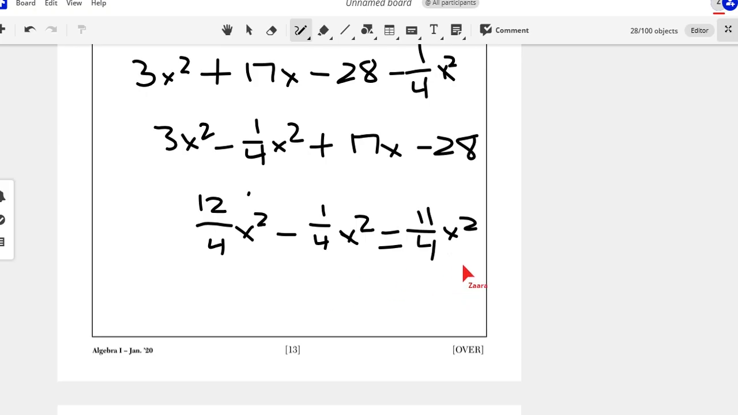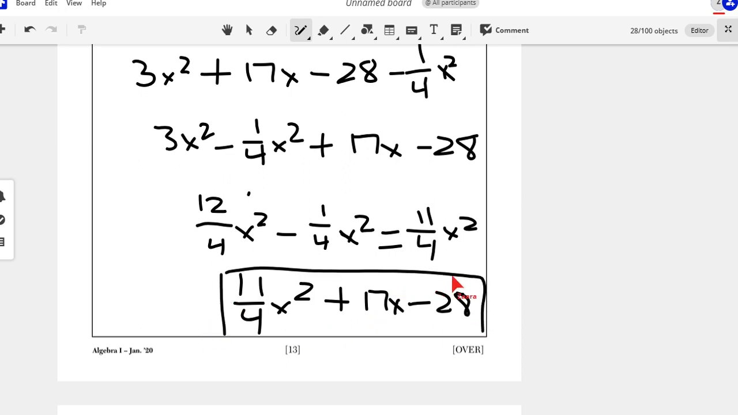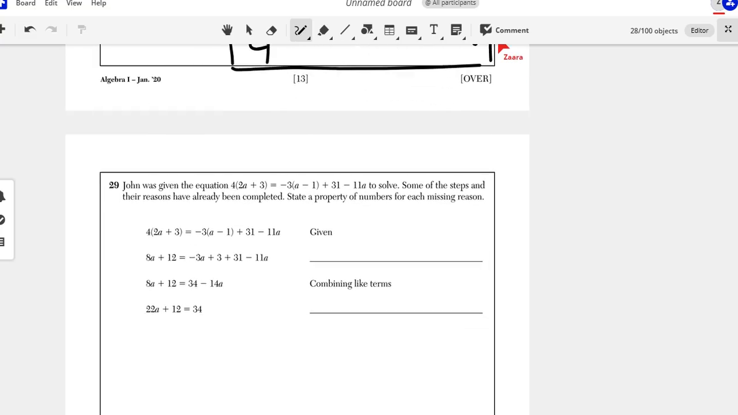And then I get this is the answer I get in trinomial form. Okay, excellent. Excellent. Next.